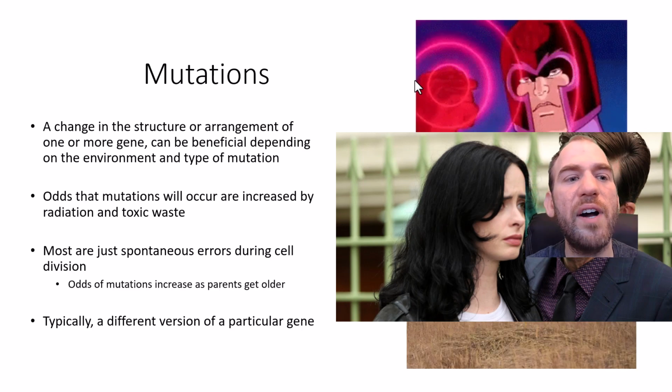Mutations. This is defined as a change in the structure or arrangement of one or more genes. It can be beneficial depending on the environment and the type of mutation. Odds that a mutation will occur are increased by radiation and toxic waste. Most are just spontaneous errors during cell division. Odds of mutations increase as parents get older, typically a different version of a particular gene.